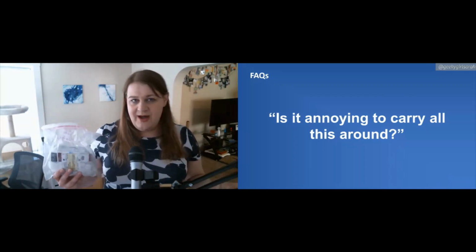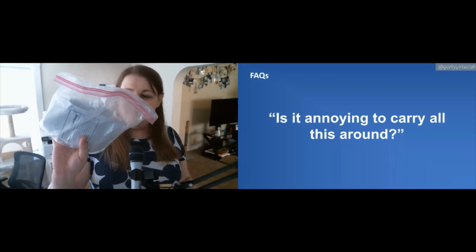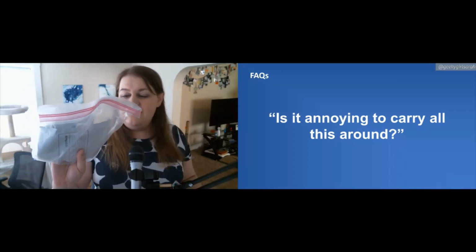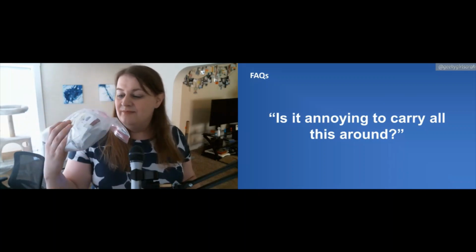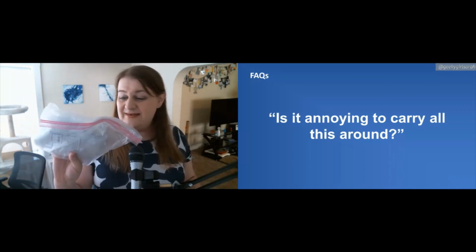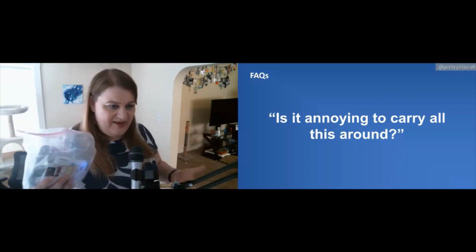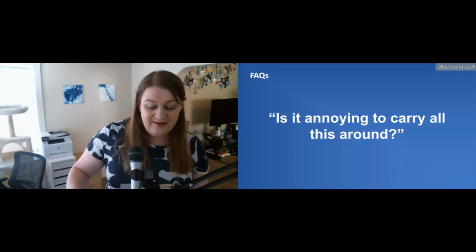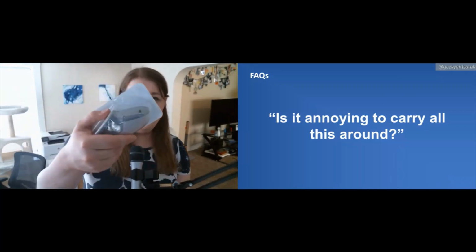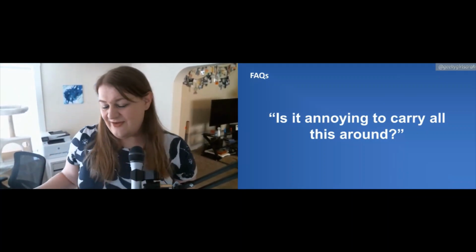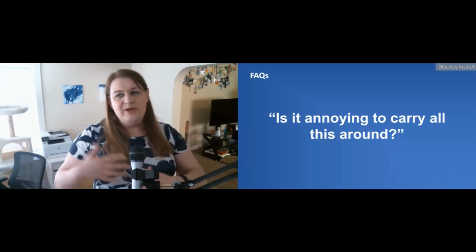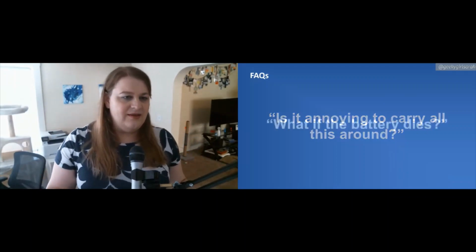When I used to go out into the world all the time, I carried this little supply bag around in my backpack just because it had extra pump tubing, extra supplies, extra batteries, extra tape to tape it all on me. Usually I carry around one of these just so I can put on another sensor if I need to. It is annoying, but the trade-off I think is really worth it.